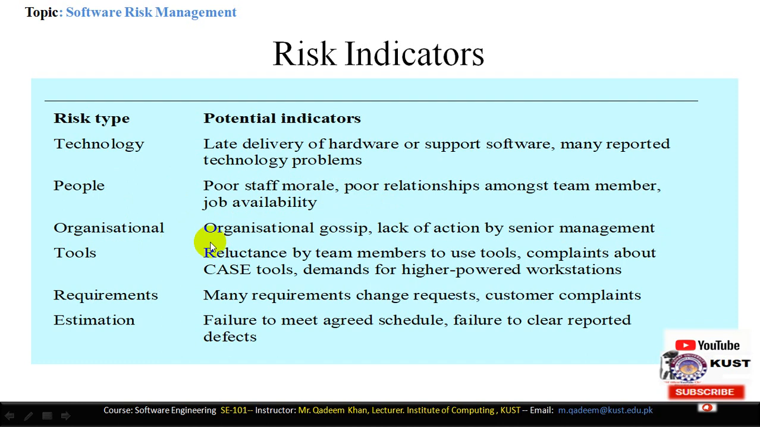Organizational risk: organizational gossip, lack of action by senior management. Organizational risk may occur if there is organizational gossip. Organizational gossip means there is some sort of politics in the organization, and there is leg pulling or fighting with each other. Then organizational problems may arise. But this is, in fact, because of the lack of action by senior management. Senior management does not take any action against such people who create problems for the other employees.